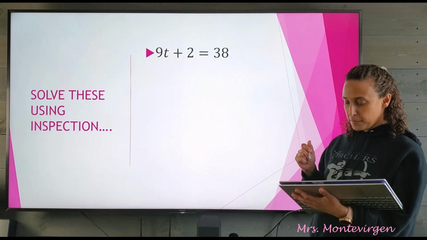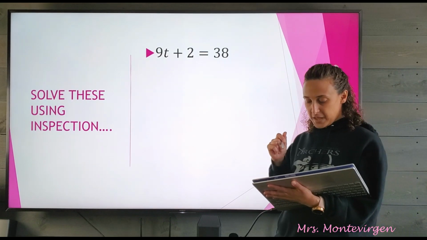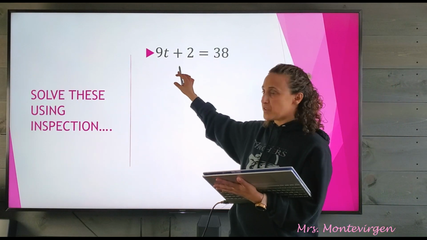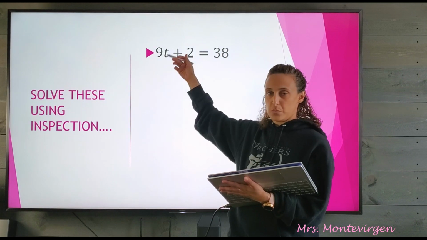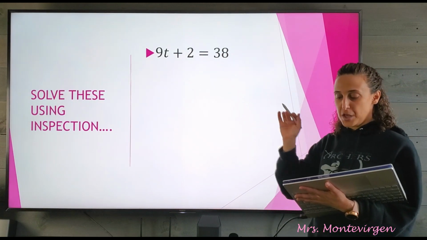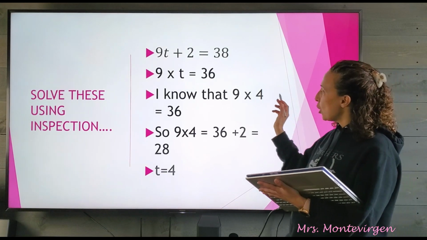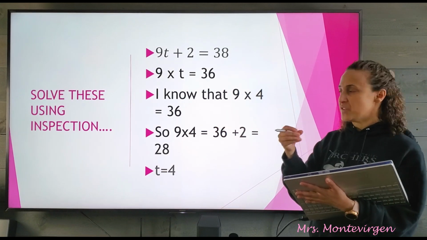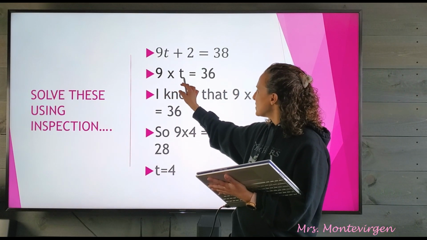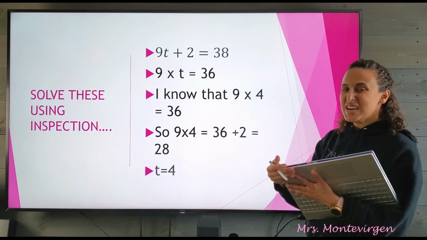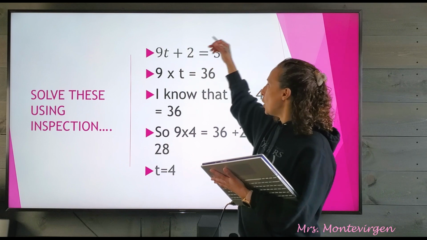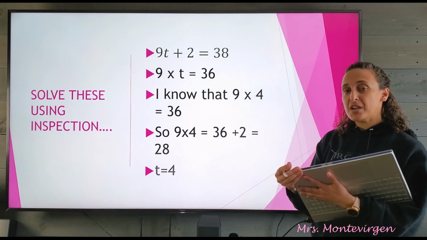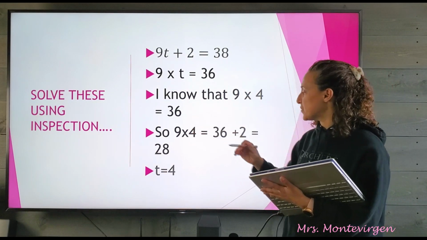Let's go ahead. I have a couple more examples here. I think this is my last one. This one is a little bit longer, and as you can see, there are 2 parts to this. 9 times t, so 9 times a variable, plus 2 is going to equal 38. If I was using inspection, I'm going to do this in stages. I need 9 times some number to get me to 36. I did that because I'm just pulling out my 2. I know that I'm going to add 2 to the end once I'm finished. And if I zip over to my 9 times tables, I know that 9 times 4 is 36.